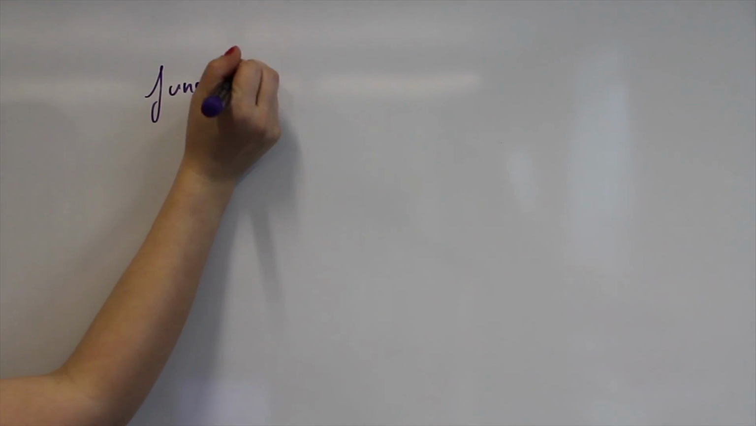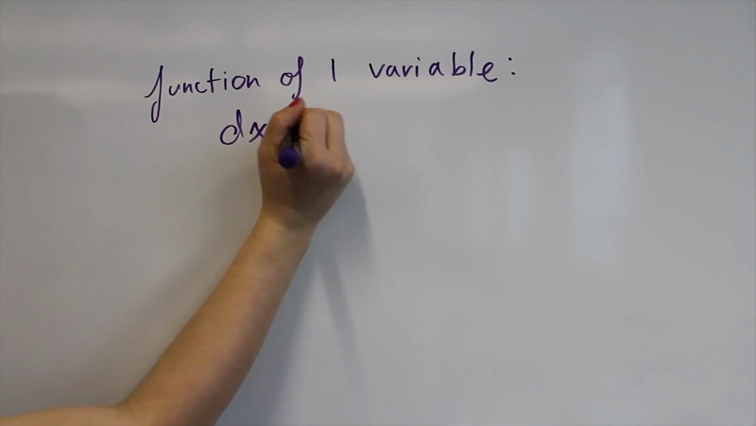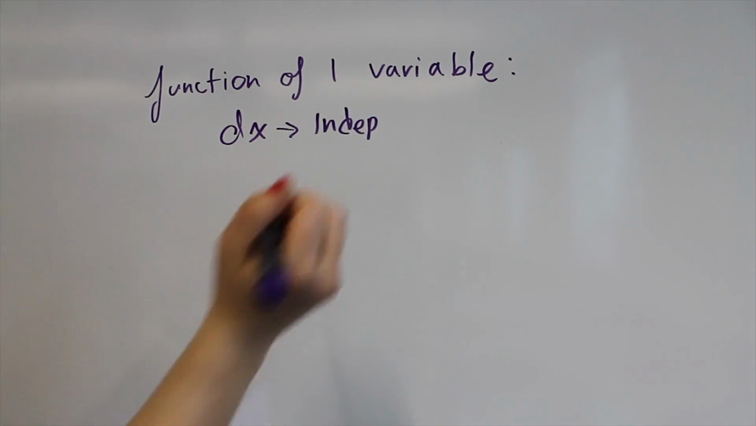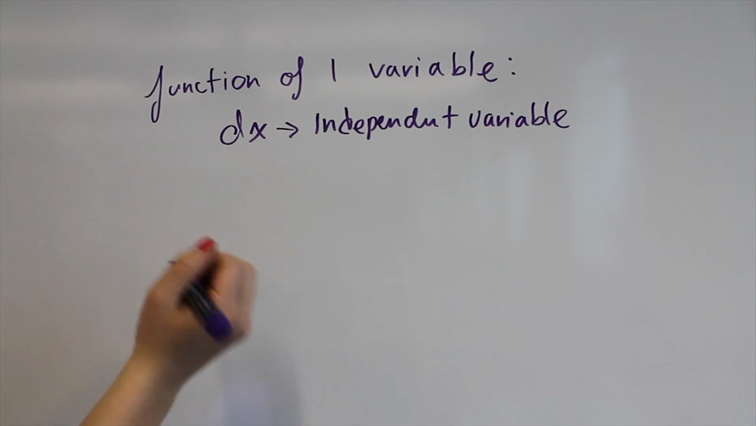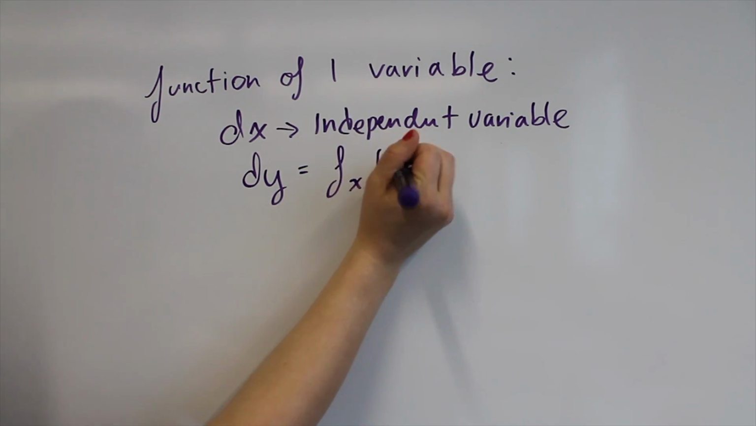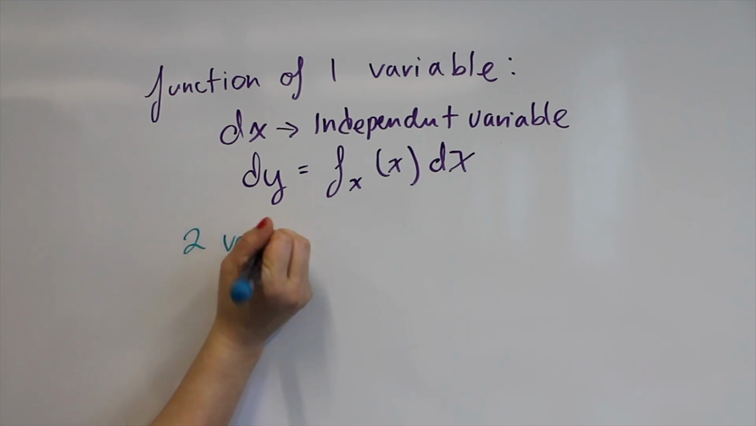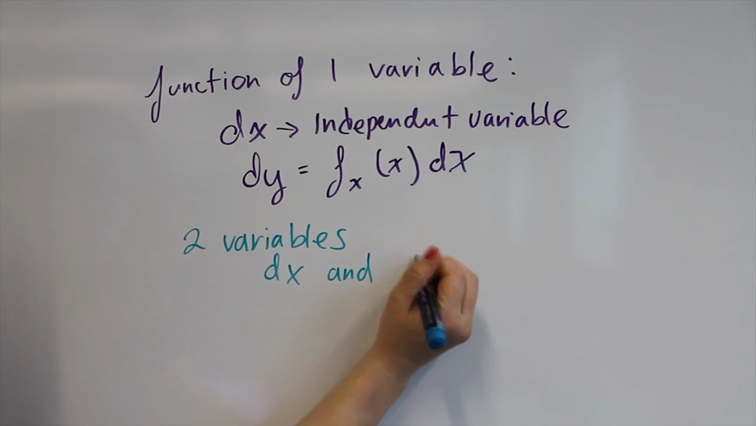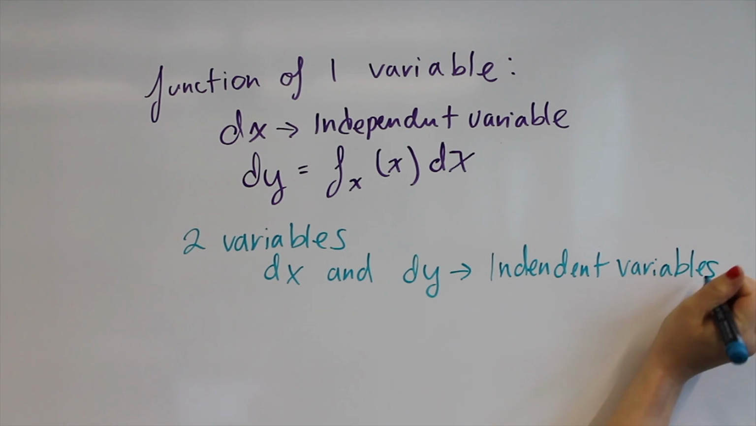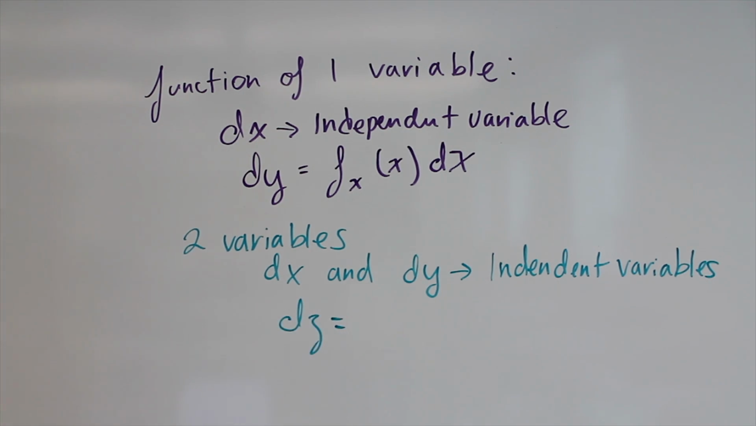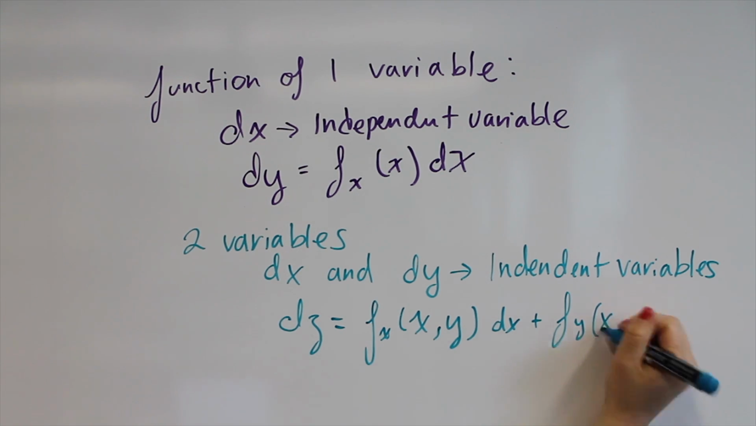For a function of one variable, dx is defined as an independent variable and dy depends on x in the following way: dy equals the derivative of f with respect to x times dx. For a function of two variables, dx and dy are defined as independent variables and dz depends on both dx and dy in the following way: dz equals the partial derivative of f with respect to x times dx plus the partial derivative of f with respect to y times dy.